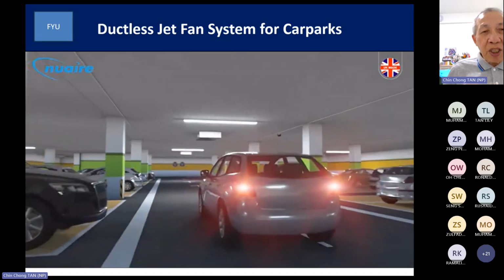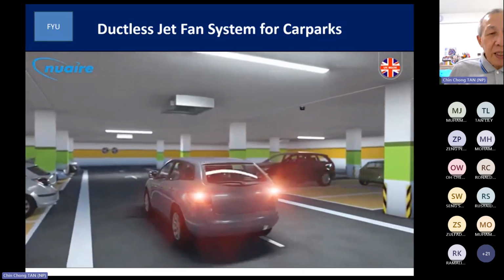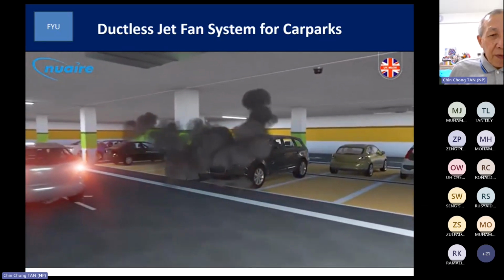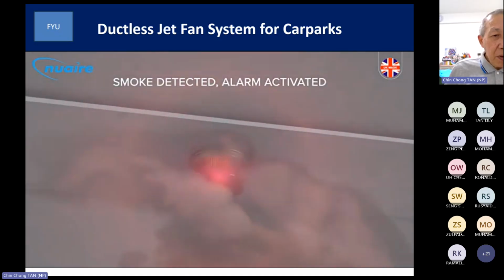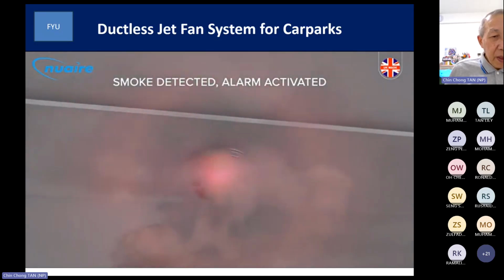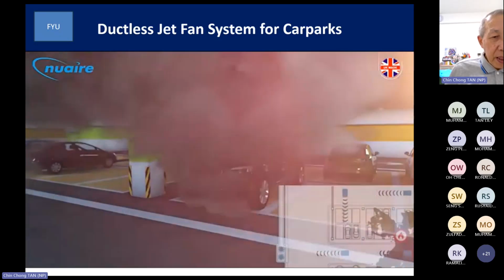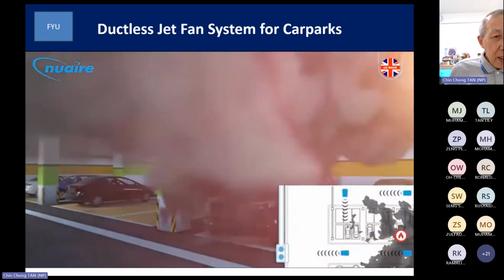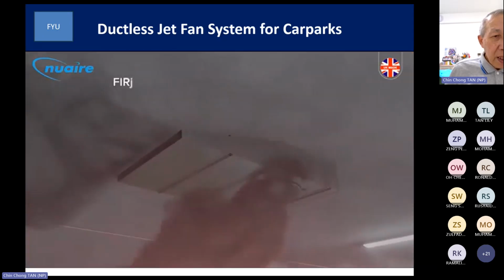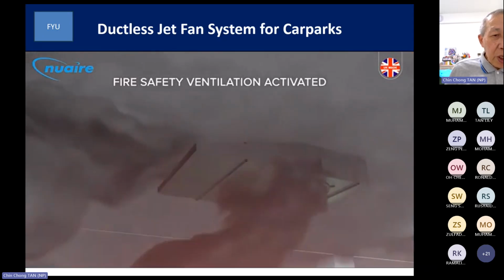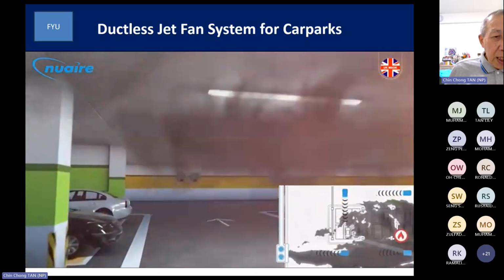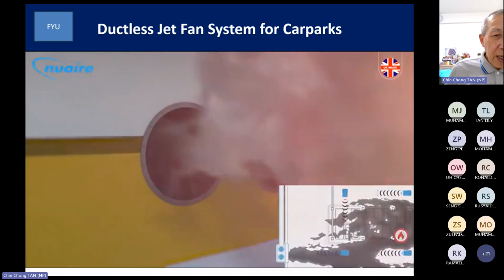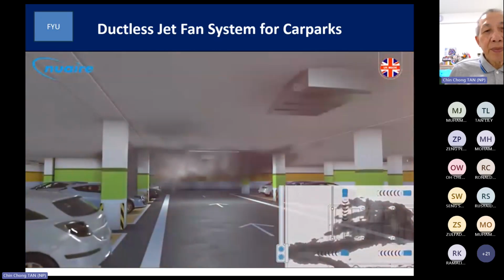It must work in conjunction with another set of fans. So there's a fire here, so the jet fan will blow in a certain direction, towards the other set of fans, that will bring it up.